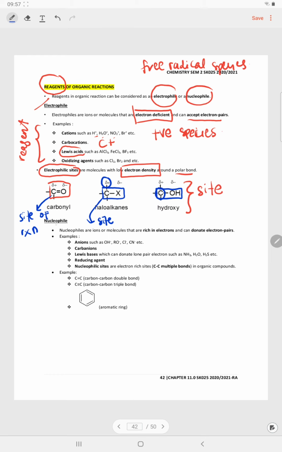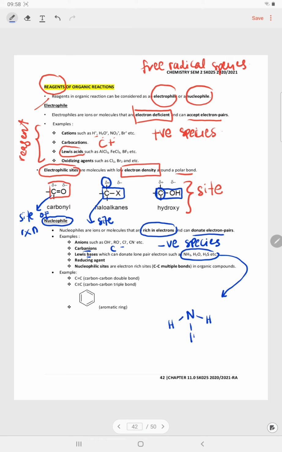If the species is a nucleophile, vice versa for electrophile, a nucleophile must be rich in electrons. So if the species is rich in electrons, in the process involved they will donate an electron pair. So the species must be a negatively charged ion. If carbon, they are carbanions, carbon with negative charge. Lewis base. Who is our Lewis base? This Lewis base species must have at least a lone pair on an atom inside the molecule. For example, nitrogen has a lone pair.